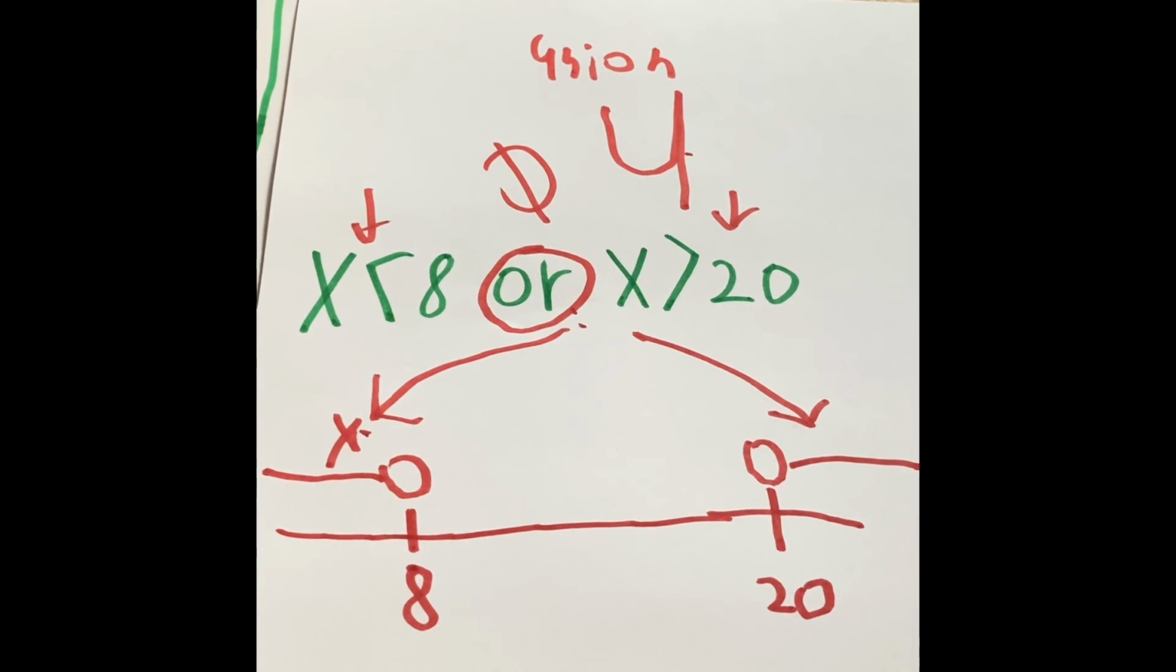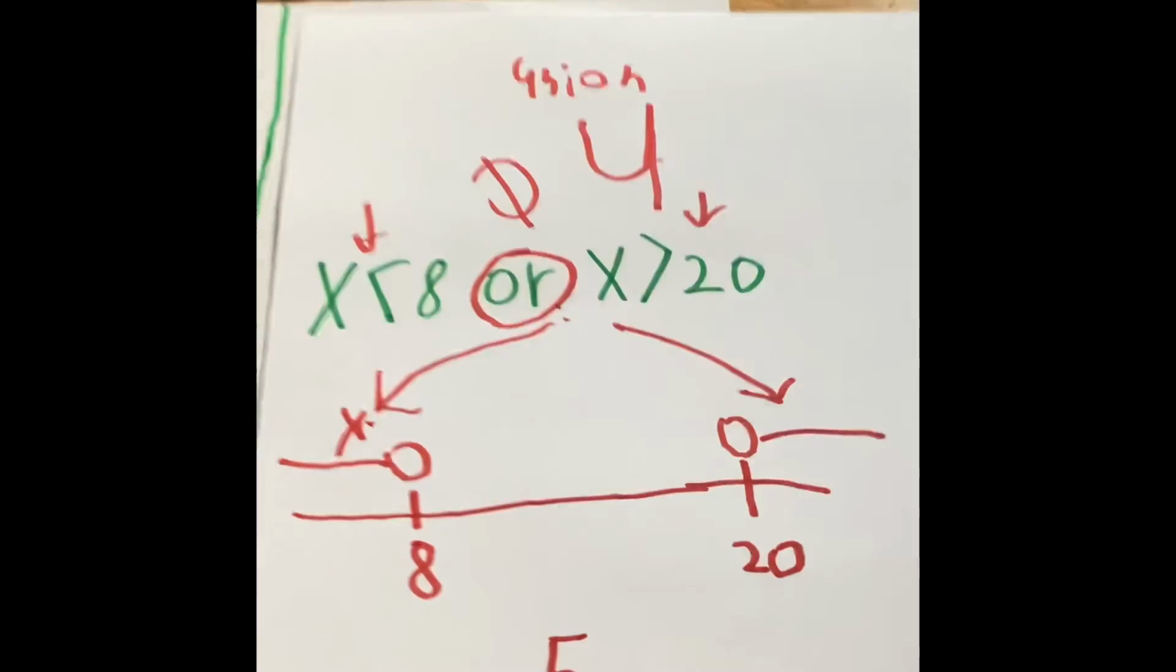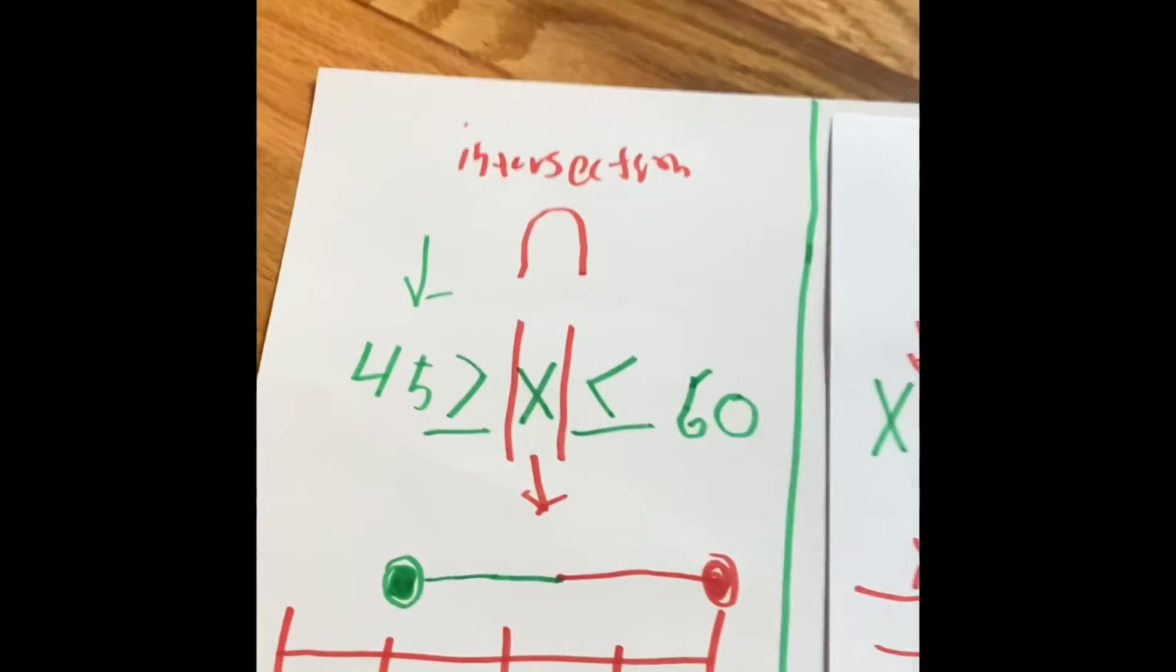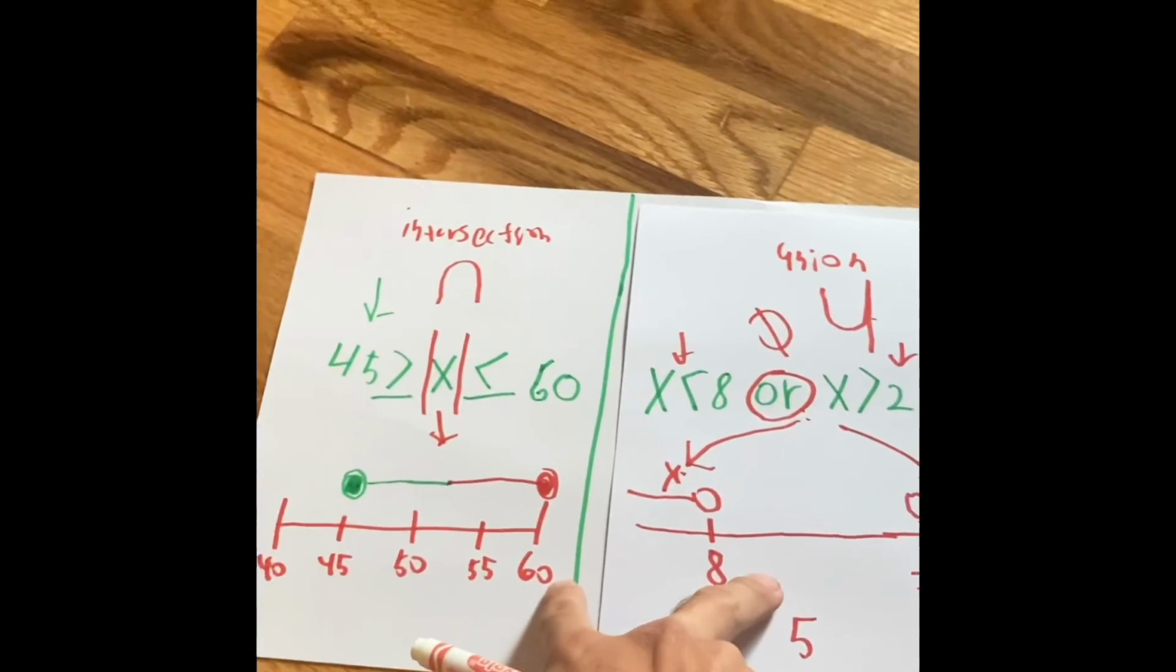This is another example of a compound inequality. So we have learned the intersection and the union and how they are different.